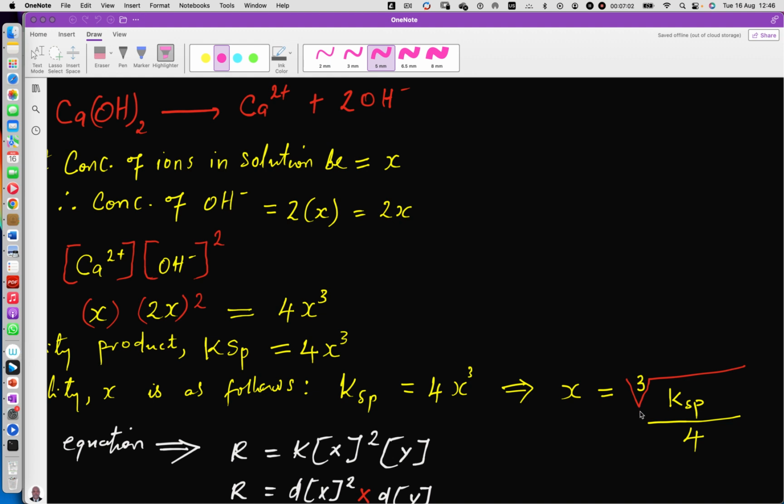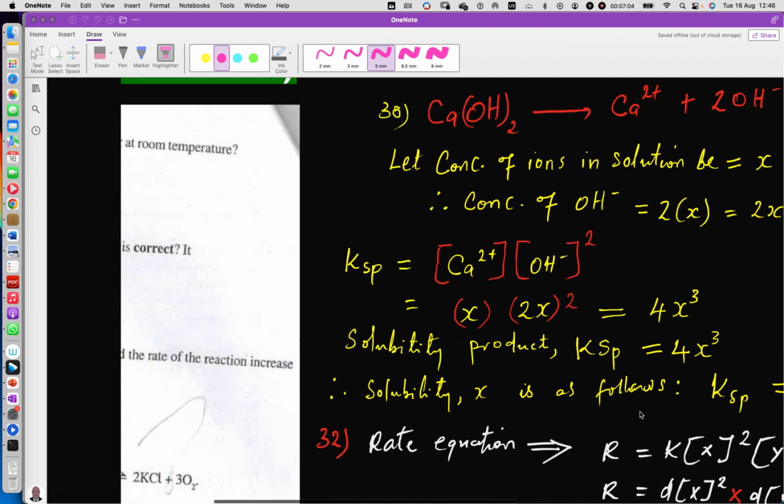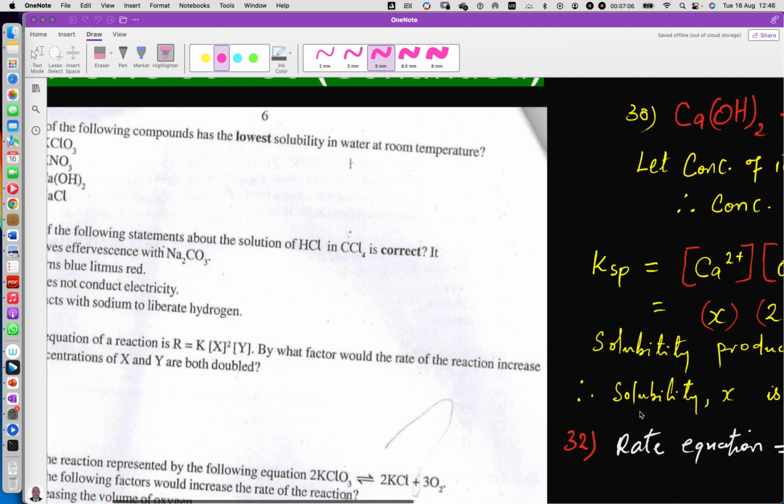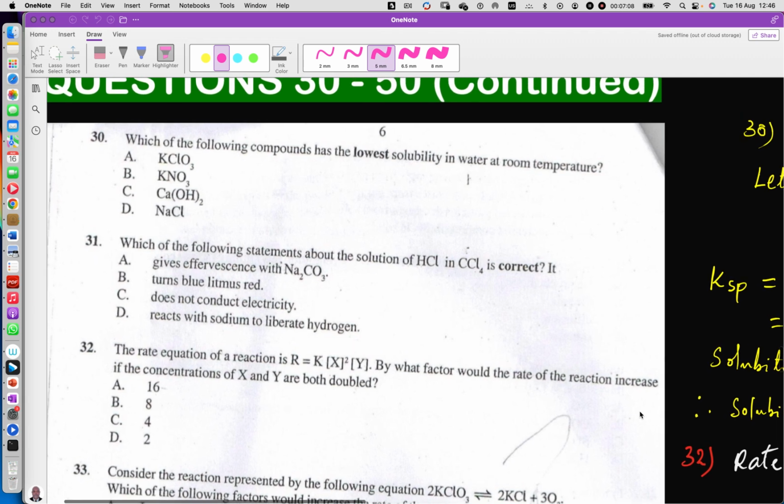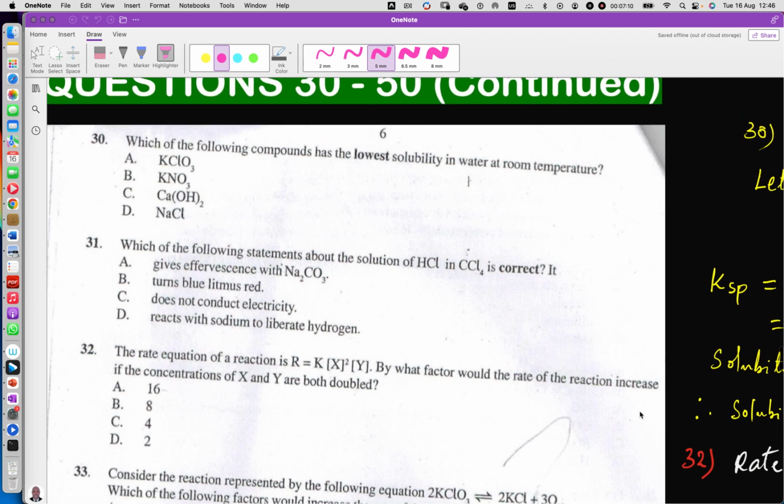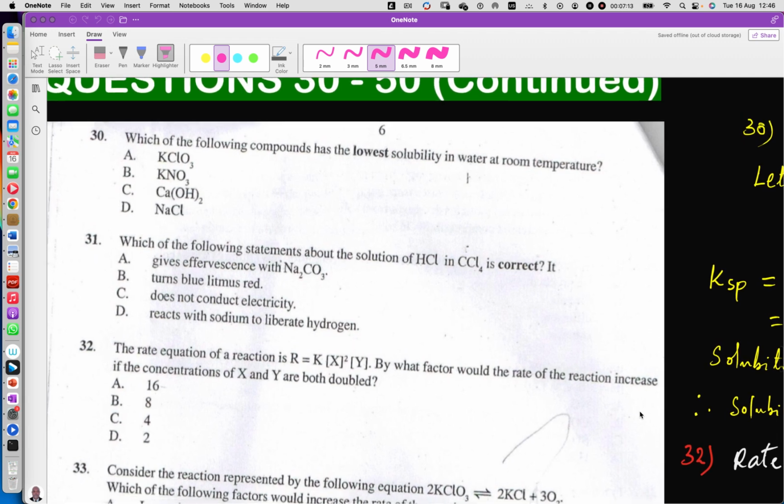That shows that calcium hydroxide has the lowest solubility in water at room temperature. So the compound that has the lowest solubility in water at room temperature is C. So we need to highlight our C. Question number 30 is C.